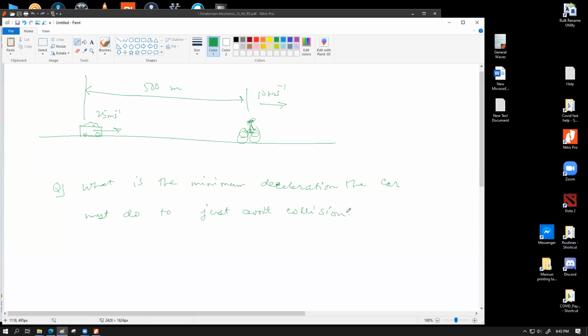Sir, like how decreasing the velocity to the same as the bicycle helps to just avoid the collision. Sir, is it minus 0.525? I don't know, I have to do the math. I just made up this question, but I'll do it eventually. I don't have the value.